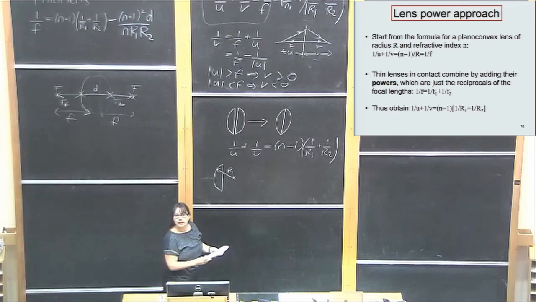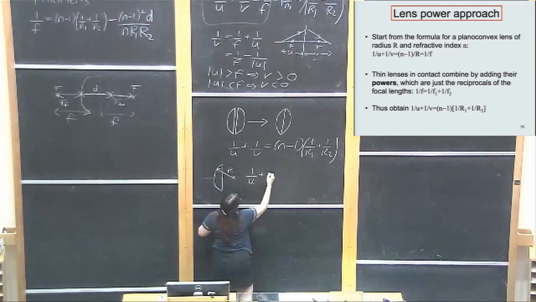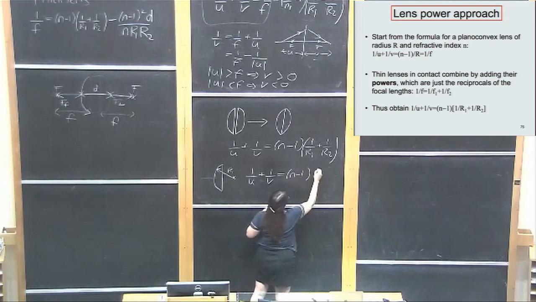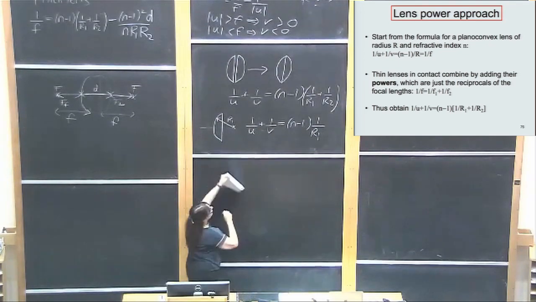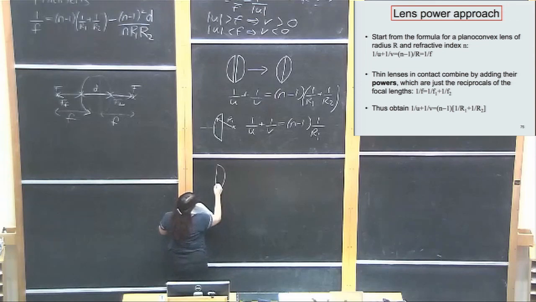I heard something. Thank you, yeah, okay. So my lens equation for this lens is that, plus 1 over infinity. Have I done it right? Okay, so then I've got the other one. I'll call that R2.